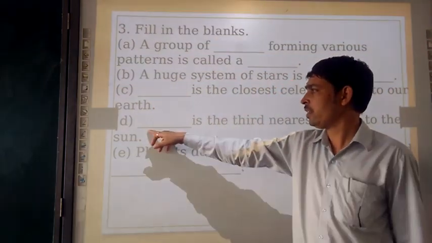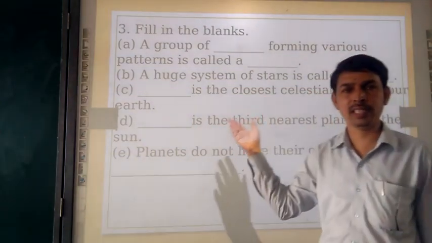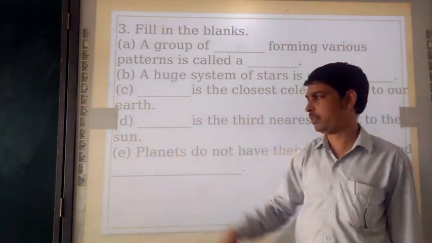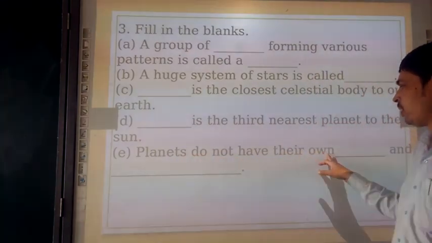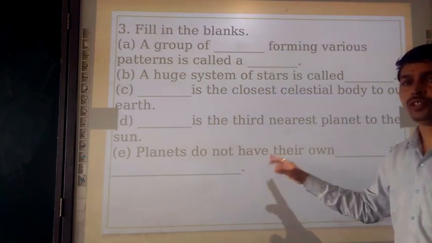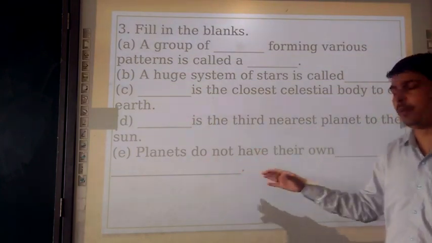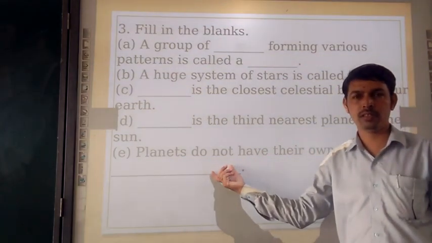Then dash is the third nearest planet to the Sun. Just now we have seen in the tick the correct answer. So the correct answer is Earth. So planets do not have their own dash and dash. So they do not have their own heat and light. Otherwise you can place do not have their light and heat.